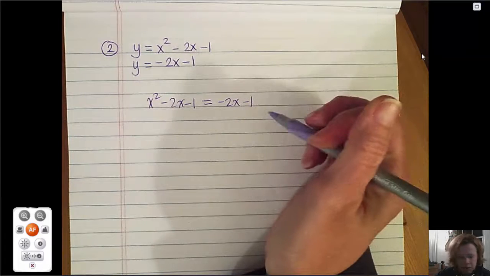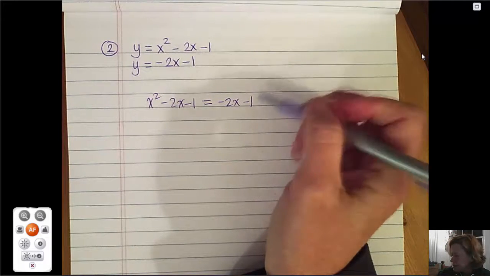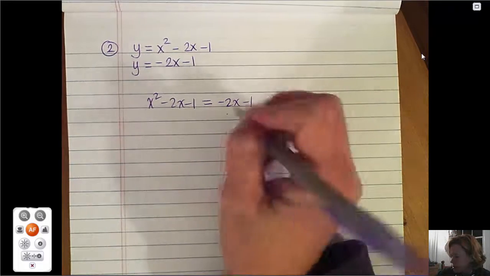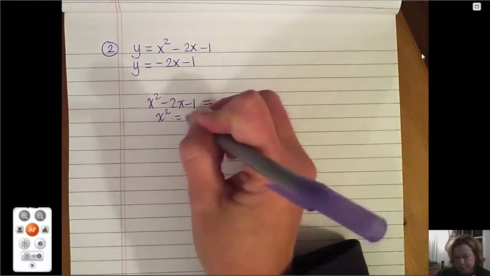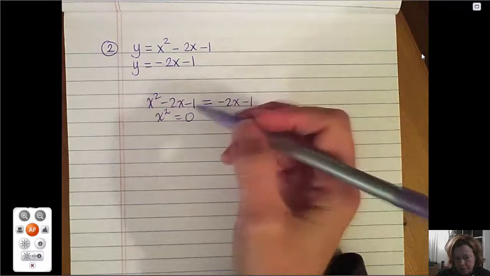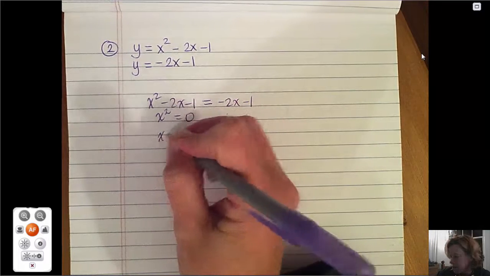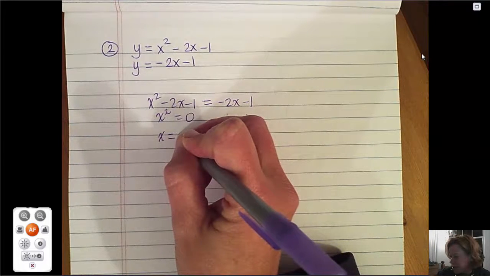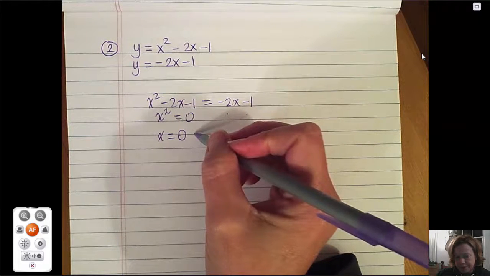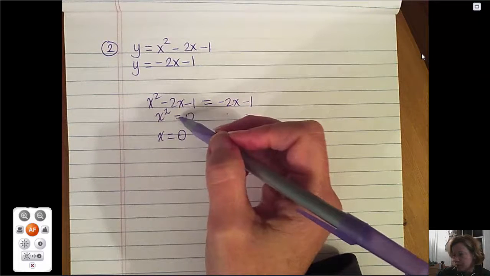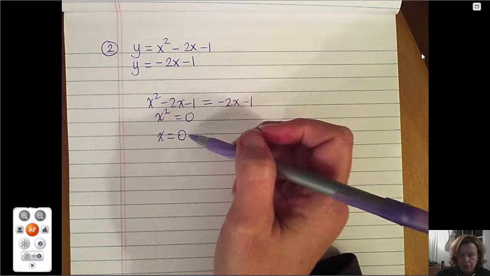As always, we want to set this equal to 0. So I'll add 2x and add 1 to both sides. And when I do that, I'm left with x squared equals 0. We undo squaring by square rooting. The square root of 0 is 0. So here it seems that we only have one point of intersection, because I could plus or minus the square root of 0, but that's 0 both times.